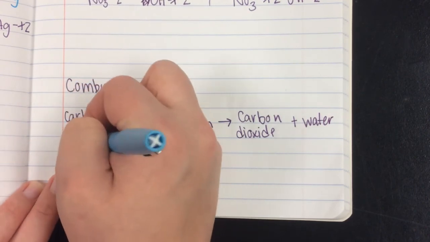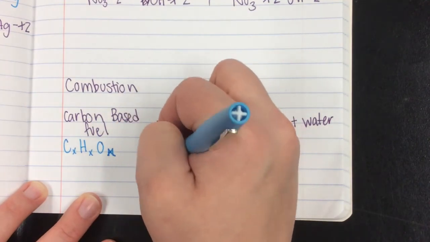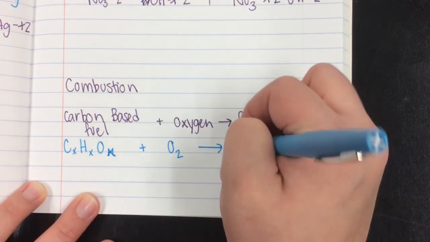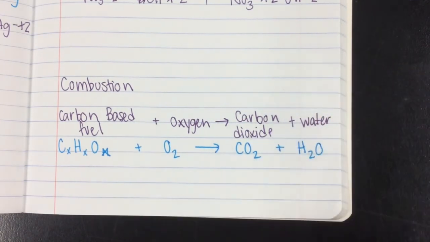So for our letter format, we're going to have CxHxOx. That just means the x's could be any number, plus O2, which makes CO2 plus H2O. Make sure you spaced out your notes appropriately so that you have room to tape some things when we are in class.